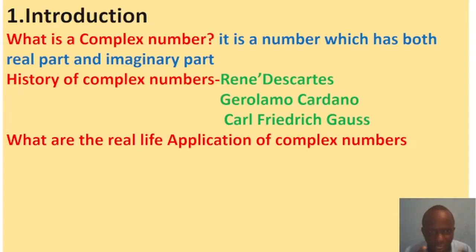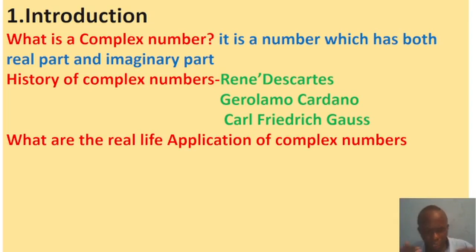What is a complex number? This is a number which has both a real part and an imaginary part. So this is a number that consists of two parts, the real part and an imaginary part. I know you have come across so many types of numbers, but this is a type of number that has both a real and an imaginary part. All the other numbers are real numbers, be it prime numbers, natural numbers, and so on.